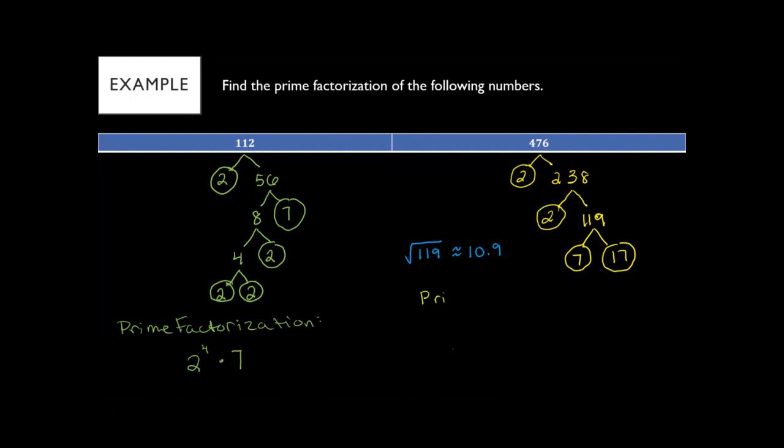So our prime factorization here. I can count. First, if you want to write all the numbers, it's 2 times 2 times 7 times 17. Or I've got 2 2's multiplied together, and then it's multiplied by a 7, and then it's multiplied by a 17. So you can write that as 2 squared times 7 times 17. And then that's your prime factorization.